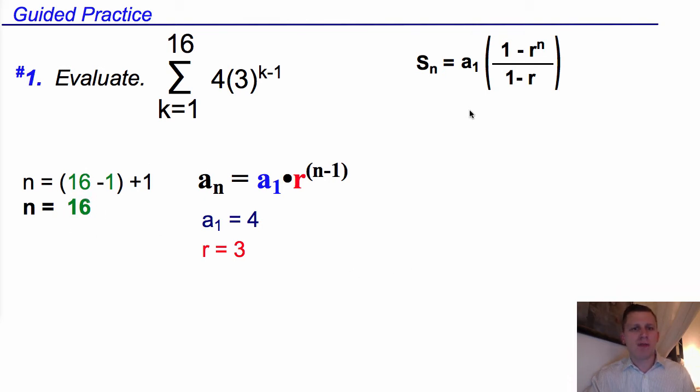Now all we want to do is plug in. For a sub 1, the first term, I'll plug in 4. The common ratio here and here, I'll plug in 3. And for the number of terms, I'm going to plug in 16.